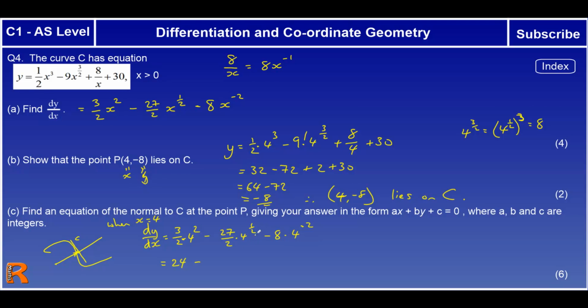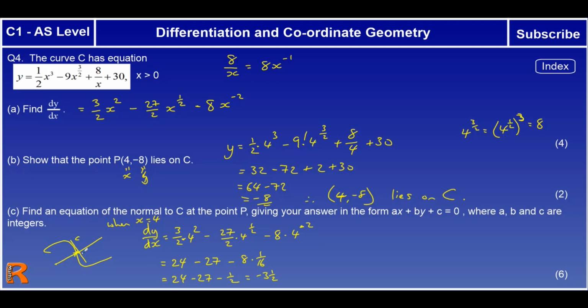4 to the half is 2, because it's the square root of 4. And 27 over 2 times 2 is just 27, because the 2s cancel. 4 to the minus a half is 4 to the minus 2. 4 squared is 16, so to the minus 2 means 1 over 16. And we've got 8 times 1 over 16, which is 8 over 16, which is a half. So we've got 24 take away 27 is minus 3, take away another half is minus 3.5. So that's the gradient of the tangent.